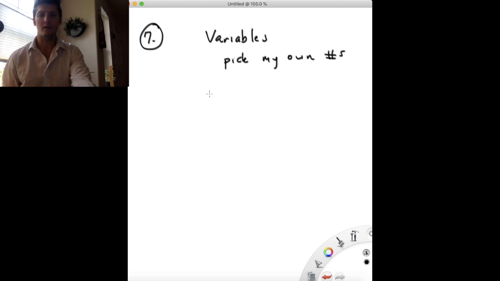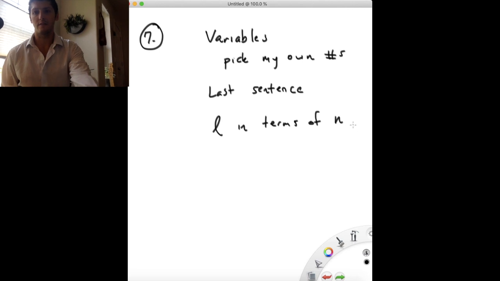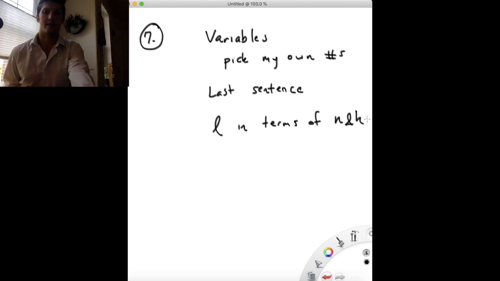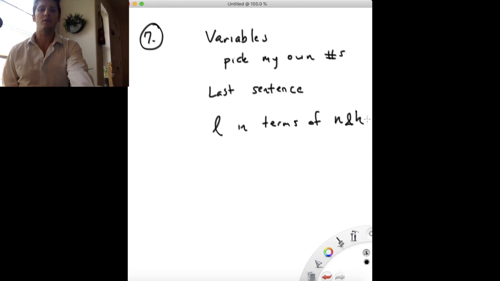So I go to the last sentence. That's where I always start. I don't read the story they give me. I just go to the last sentence. And the last sentence says L in terms of N and H. My H's look like K's. Sorry. But that's what the question asks. And really, that means something very simple. It means get L by itself.